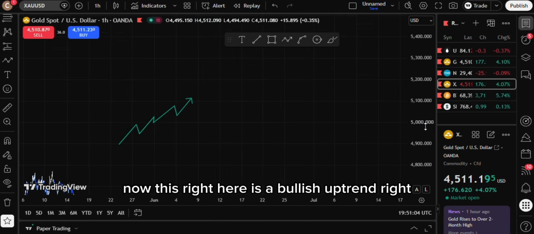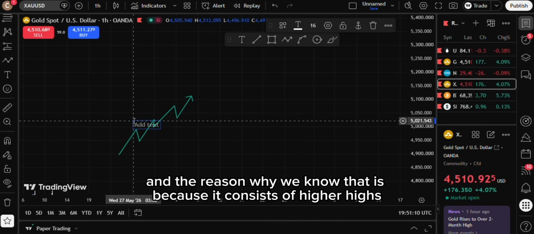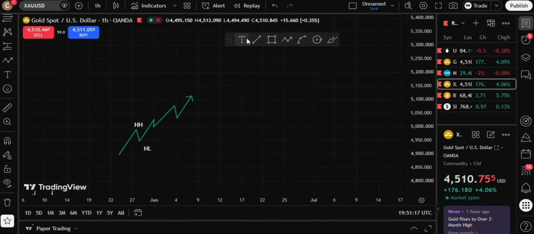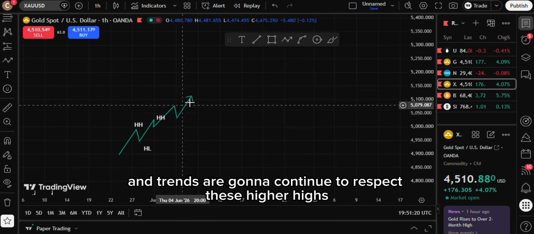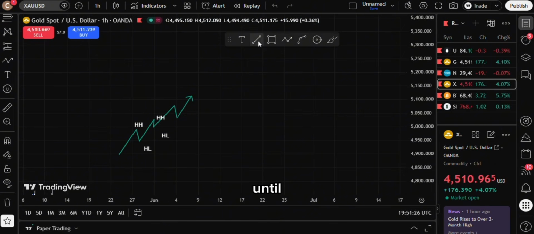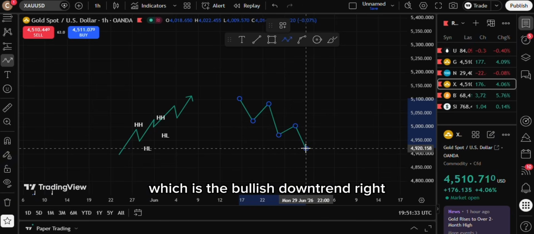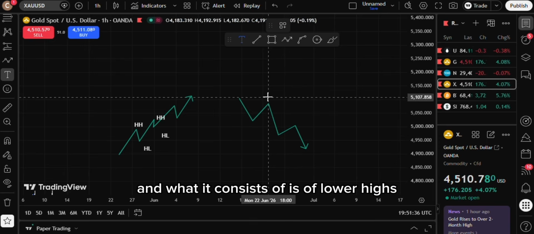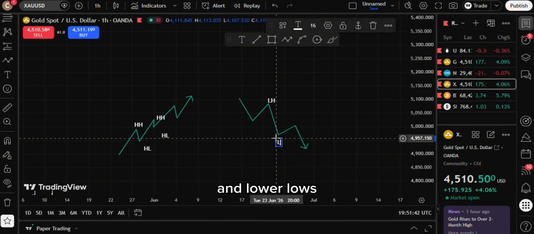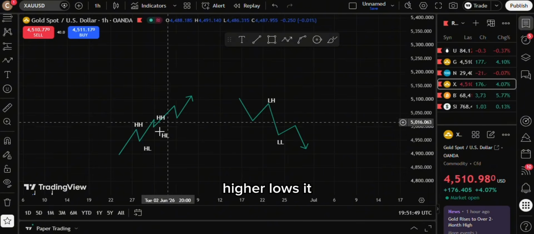Now, this right here is a bullish uptrend, and the reason why we know that is because it consists of higher highs and higher lows. And trends are going to continue to respect these higher highs and higher lows until price starts reversing and creates a new trend, which is the bearish downtrend, right? And what it consists of is lower highs and lower lows. That's basically what it is, right? An uptrend is going to consist of higher highs, higher lows, higher highs, higher lows.